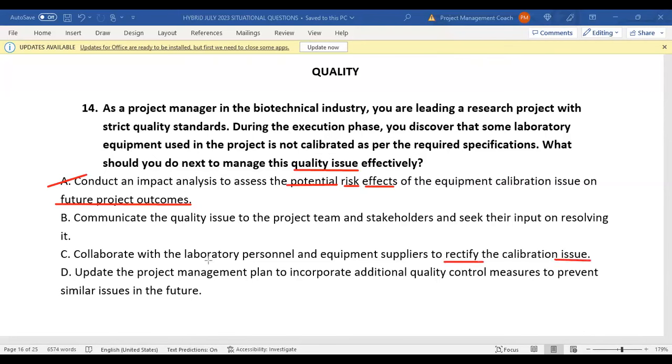And this is the laboratory personnel. They're the best people to do this, not just the stakeholders in general. So we're going to cancel B. The better option is C, but let's take a look at D.